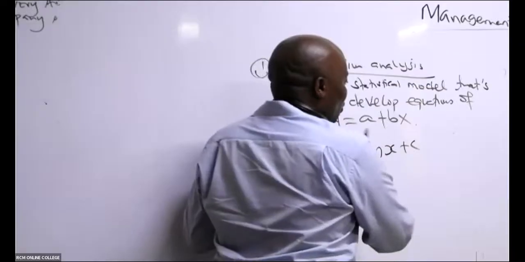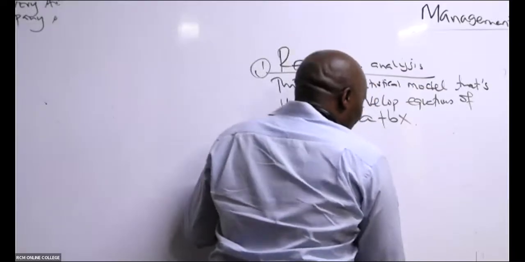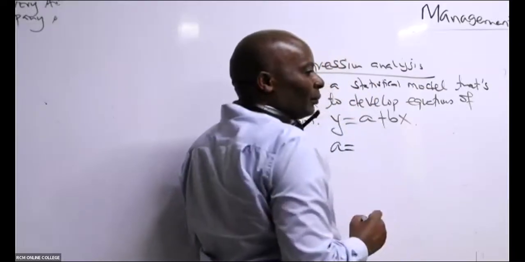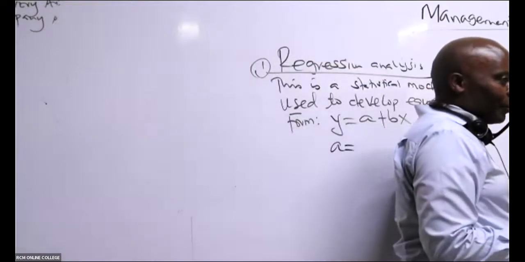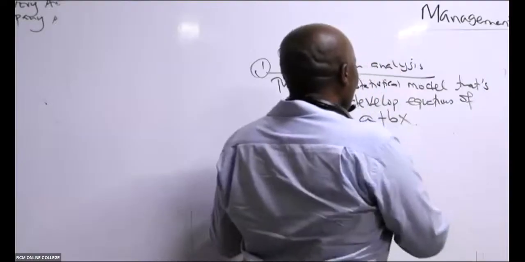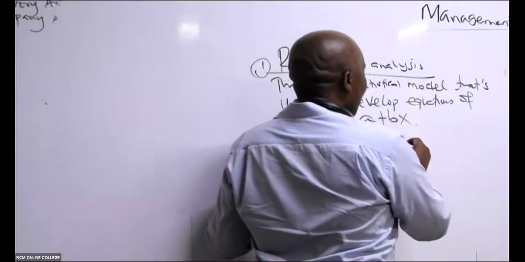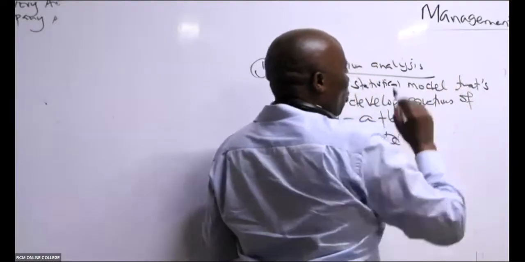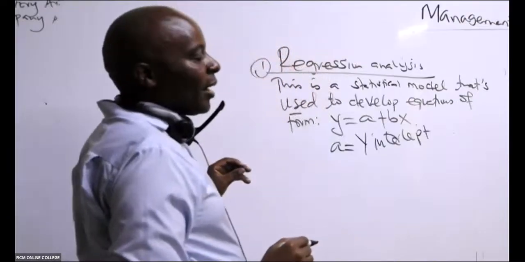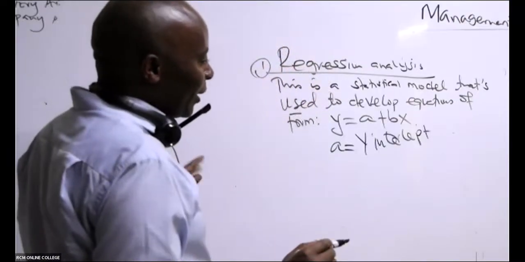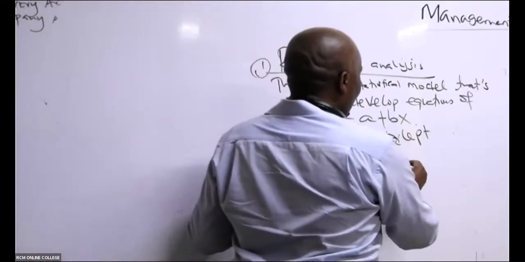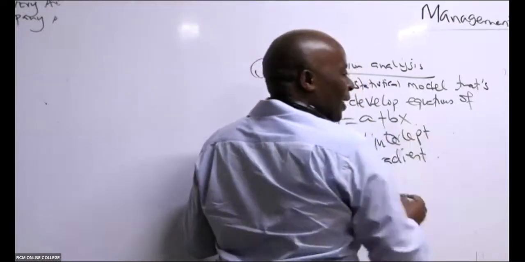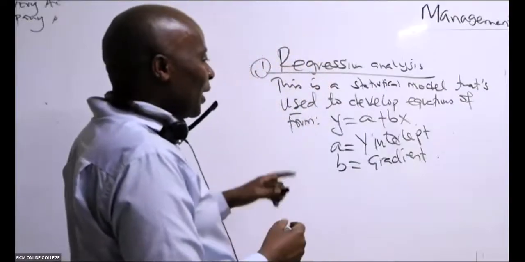Y equals a plus bx. What does a stand for? In terms of cost, it will be fixed cost. But in a general straight line, a stands for the y intercept. That's a normal straight line. And the b stands for what we call the gradient. Have you written it like that?